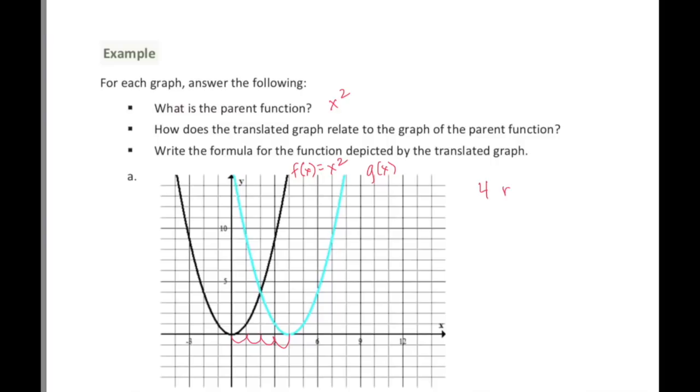Well, it moved 1, 2, 3, 4 units to the right. And so we know that when this horizontal move happens, we're talking about the x-axis moving. We know that in the vertex form, the x value of your vertex is going to be before you square it, or inside the parentheses, however you want to say it. So that means that my function is going to be x minus 4, and then I'm going to square it. I'm not moving up or down, so there would be nothing to add or subtract after that. So this would be it. This is the formula for the translated graph.